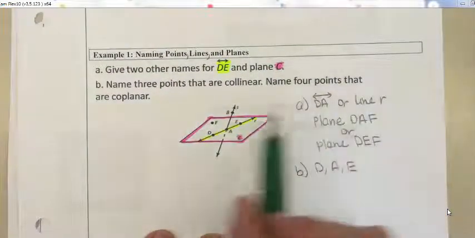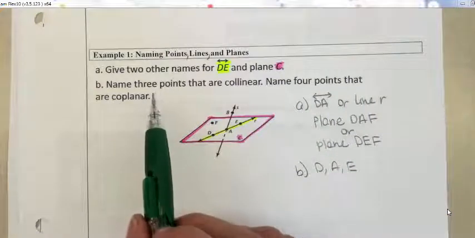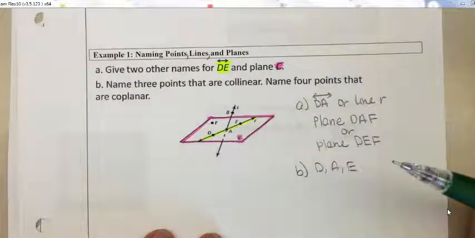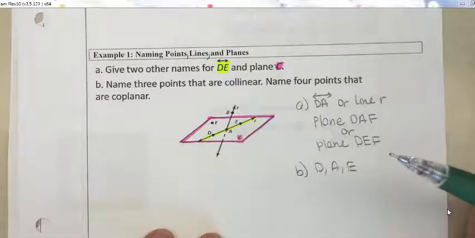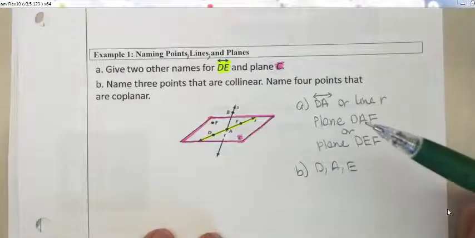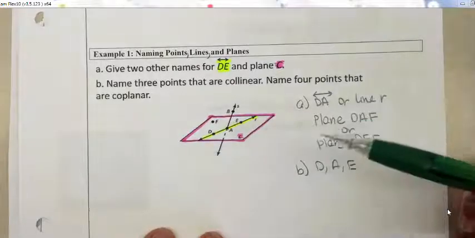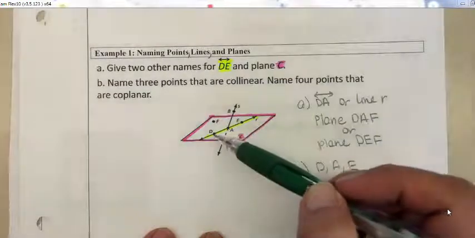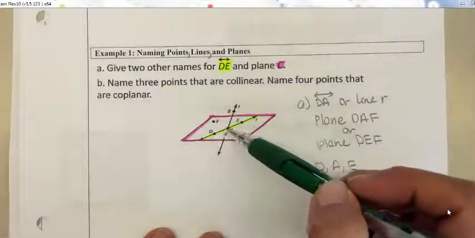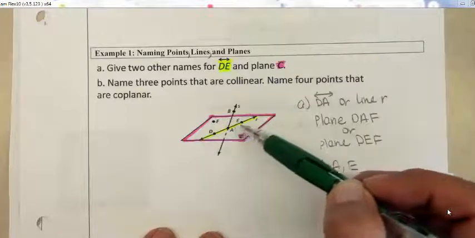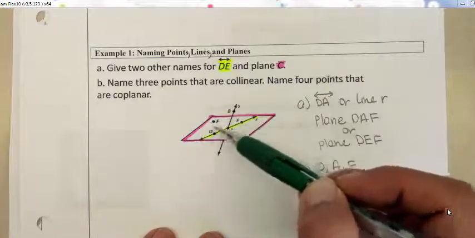And then name four points that are coplanar. So any four points in the same plane. Now truly, this can get a little bit complicated because any four points could be in the same plane as long as they're not collinear. So really, what I'm seeing here is probably D, A, E, F are your best bet because they all appear to be on the same piece of paper, the same plane.